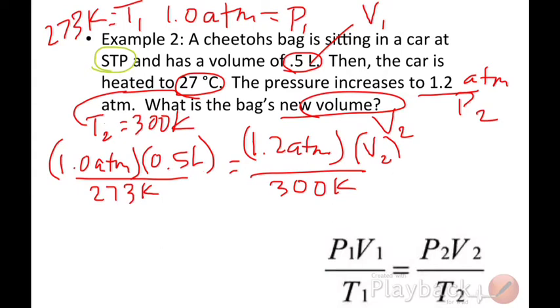In this problem, we have volume 2 in the numerator, so we could solve this a little bit faster by multiplying by the reciprocal of what is stuck to volume 2. Why don't we do that? Please don't be confused by this. It's basically doing the same thing as cross multiplying, it's just going to take up less space on our paper. So all we're going to do is multiply by the reciprocal of this on both sides. So basically that looks like this. We're doing 1.2. Oh, I did that backwards.